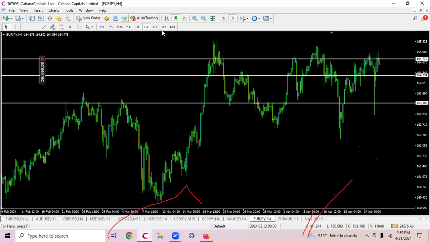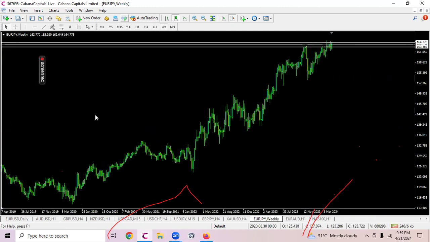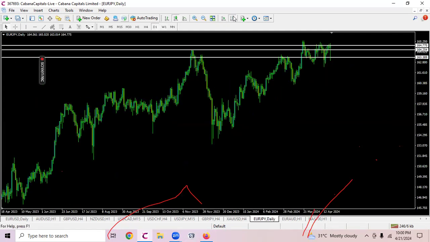Personally, I wouldn't buy GJ at the current market price. I can't. I want to see price pull back before going bullish on GJ. GJ has been bullish since 2020, and for some weeks now, it's been bullish. So I want to see price pull back before I go bullish. So if I want to take any trade on Euro JPY this week, it will be a sell. I want to trade a pullback.